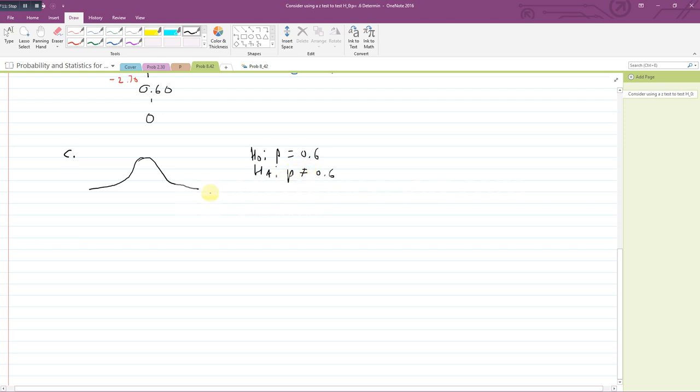And when it's not equal, it means you're going to have a two-tail probability: the probability on this shaded area plus the probability of this shaded area. So you're going to have these two. In other words, you're going to find the probability on one of them, and you're going to multiply by two. Okay?